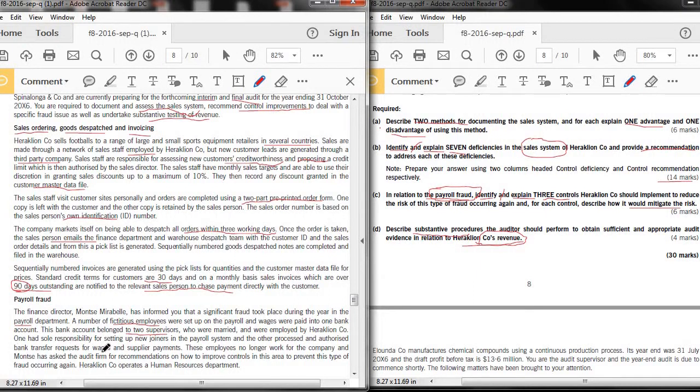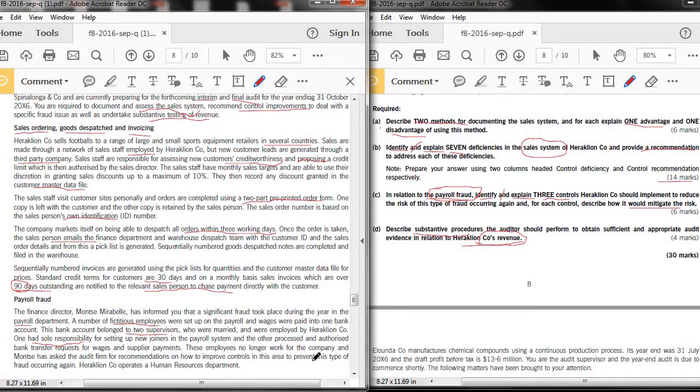One had sole responsibility for setting up new joiners in the payroll system. Sole responsibility. There were no segregation of duties. And the other processed and authorized bank transfer requests for wages and supplier payments. There were no checks from the director.